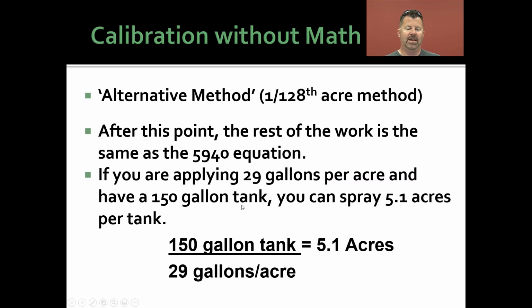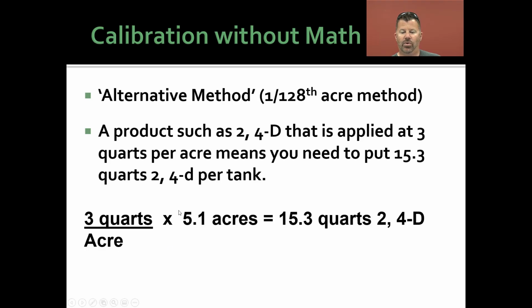After this point, the rest of the work is the same as the 5940 equation. If you're applying 29 gallons per acre and you have a 150 gallon tank, you can spray 5.1 acres per tank. 150 divided by 29 is 5.1. A product such as 2,4-D that is applied at 3 quarts per acre means that you need to put 15.3 quarts of 2,4-D per tank. 3 quarts per acre times 5.1 is equivalent to 15.3 quarts of your 2,4-D.